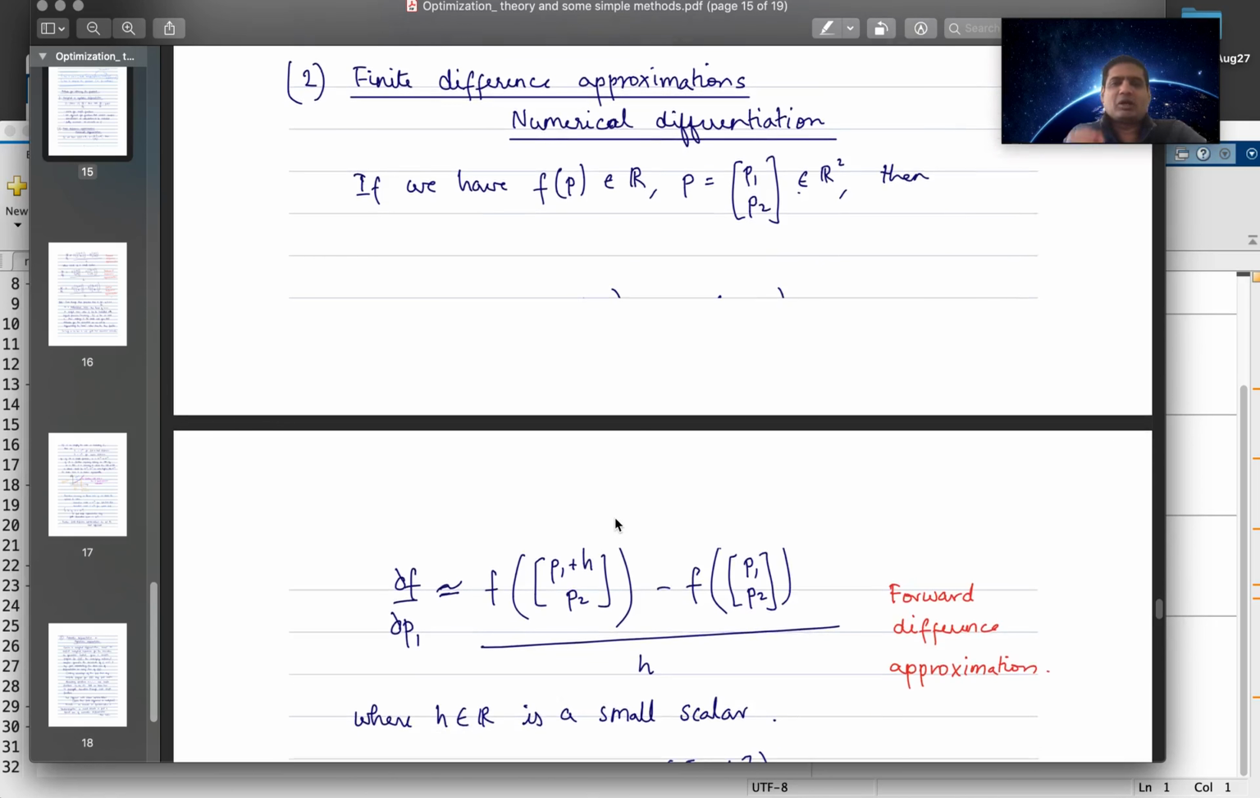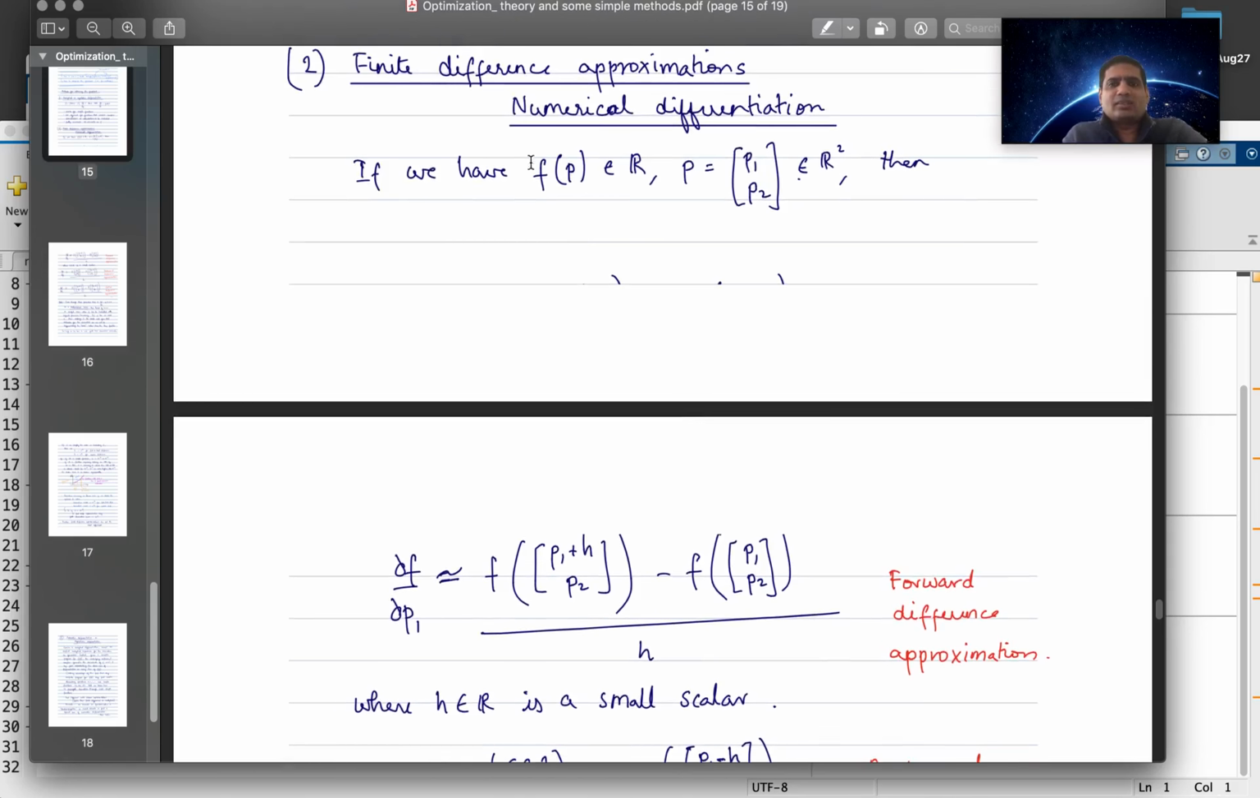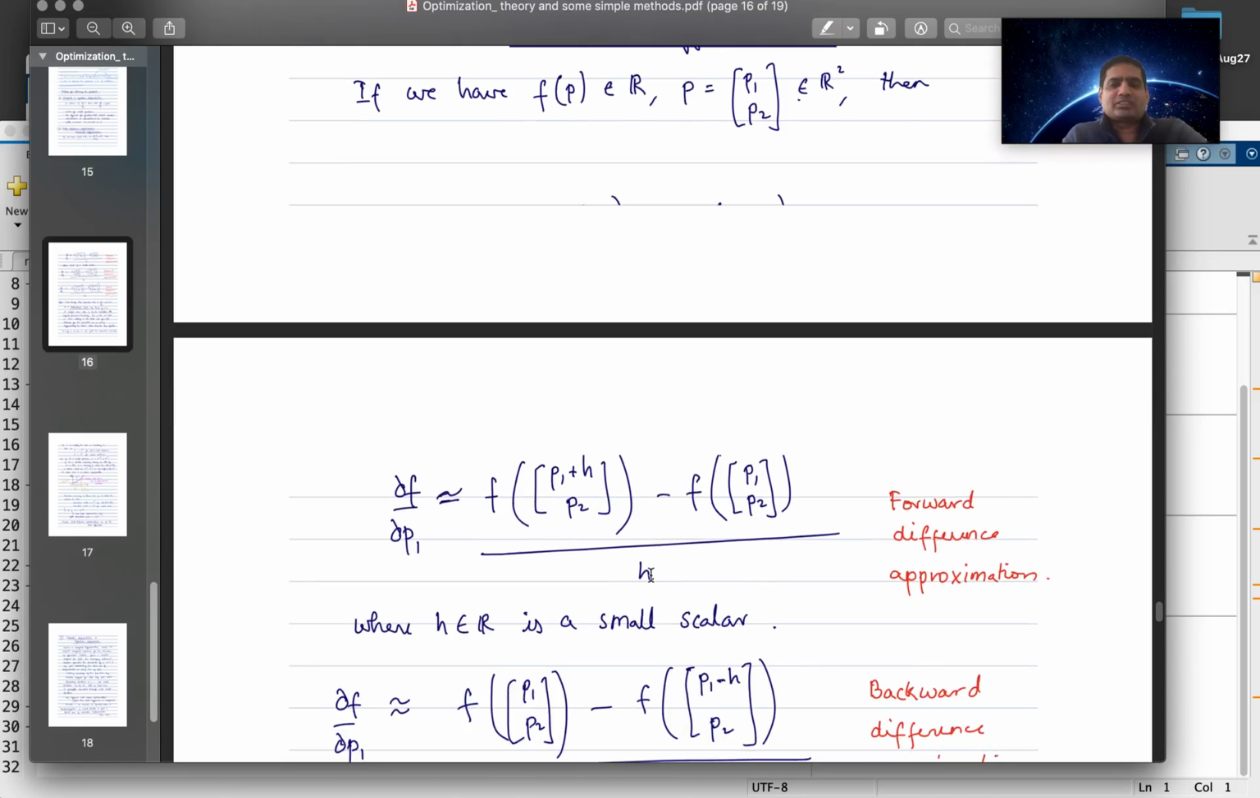It goes back to how all of you learned what a derivative means, right? So if you have a function f of p that is a real number, and p is a couple of variables, each of which is a real number, in other words p is in R2, then the partial derivative of f with respect to p1 is: you take f, perturb p1, like add a small number h to p1, evaluate the function there, and then subtract the function value at p1, p2, and divide by h, right? So that's really what we mean by the slope of a function.